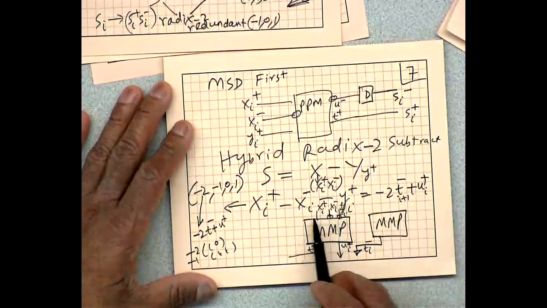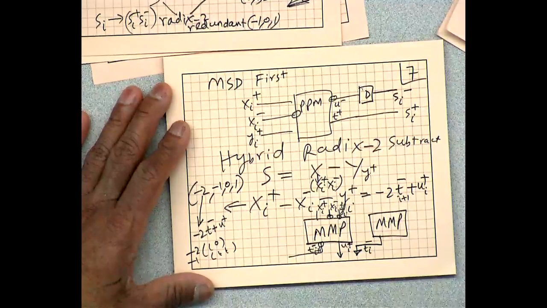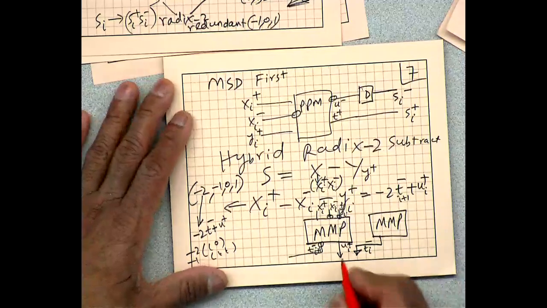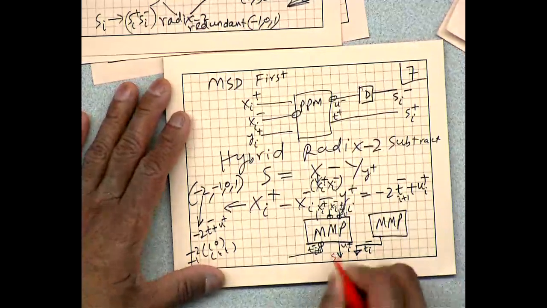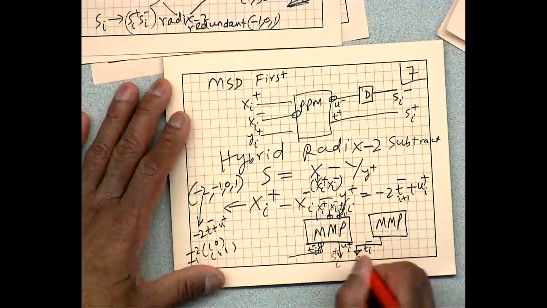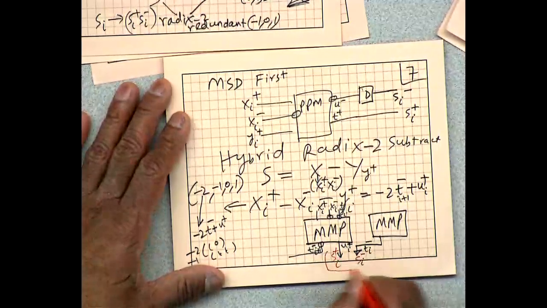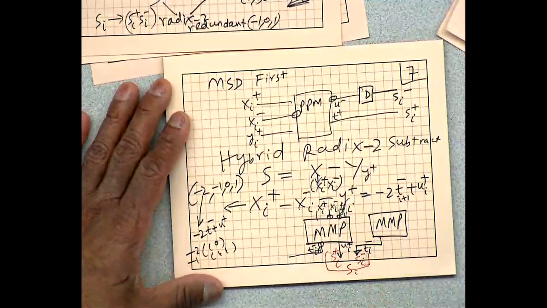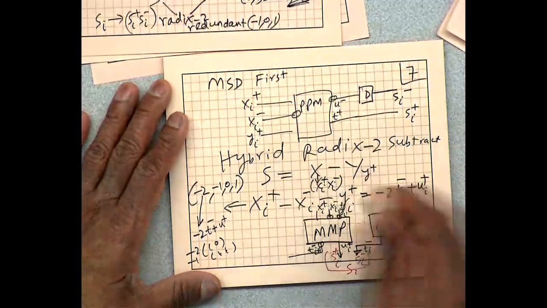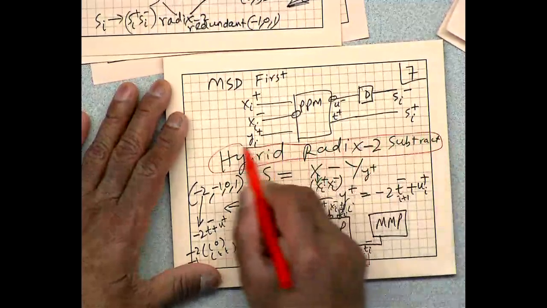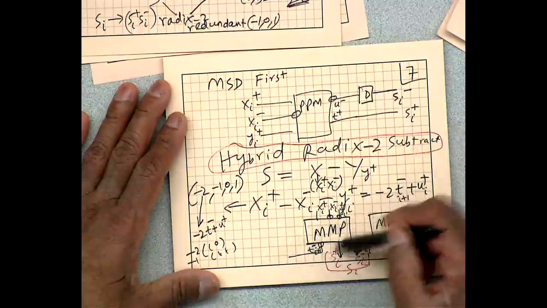Two inputs are minus, one input plus, so instead of using ppm adders, we can use mmp adders, and these two together, I can now call this the sum positive bit, and I can call this the sum negative bit, and the actual value of s is going to be the digit si, which is si plus minus si minus. And so the hybrid redundant hybrid radix 2 subtract can be implemented using mmp adders.